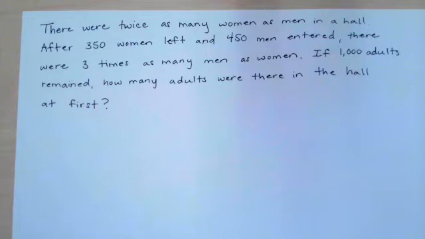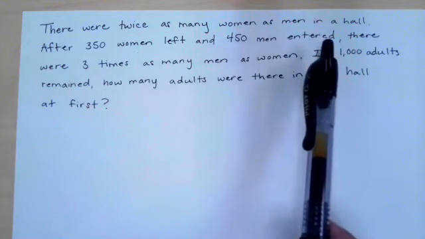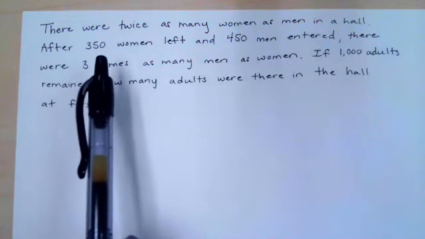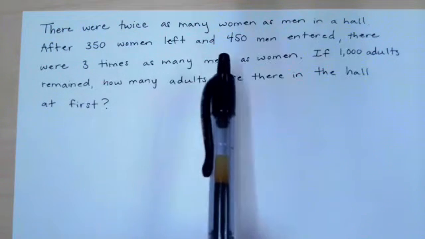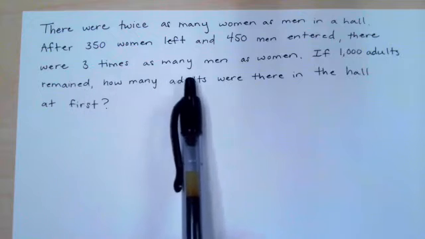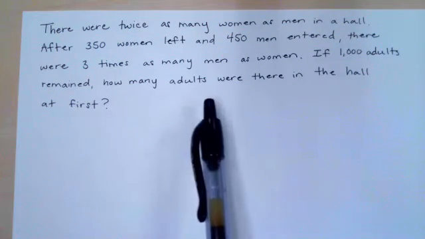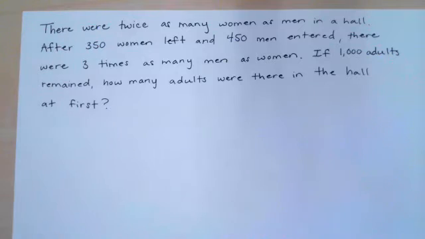So this is a more complicated word problem. There are a few more steps in this problem. Same thing, first we're going to read the problem and then we'll pull out information. So there were twice as many women as men in a hall. After 350 women left and 450 men entered, there were 3 times as many men as women. If 1,000 adults remained, how many adults were there in the hall at first?